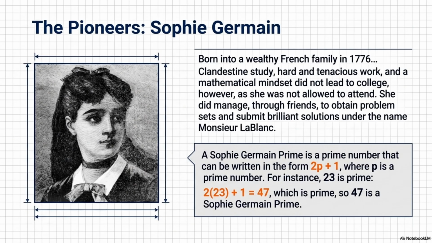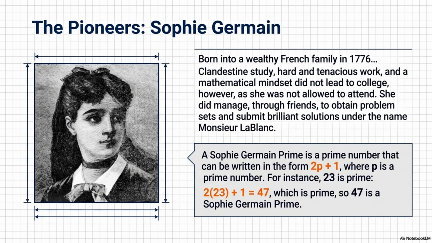Let's run the mechanics on that. Take the prime number 23. Okay, 2 times 23 is 46, plus 1 is 47. Right. And 47 is also a prime number. Therefore, 23 is a Sophie Germain prime. It shows a structural relationship between primes. They aren't just random. There are these beautiful hidden pathways connecting them.